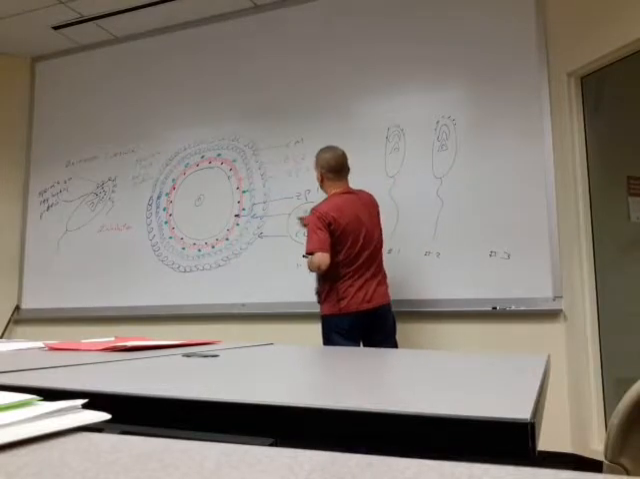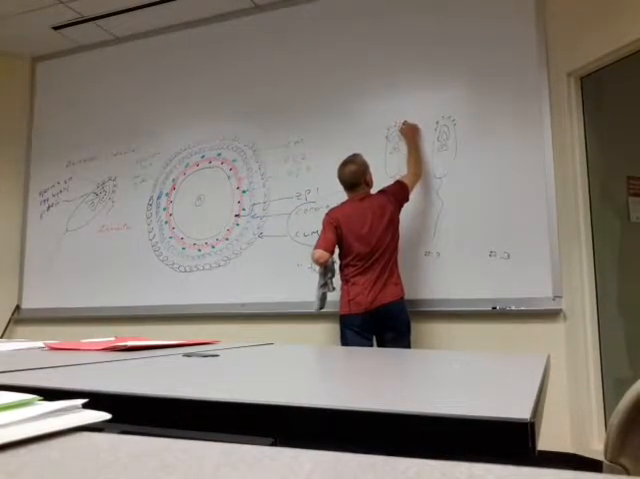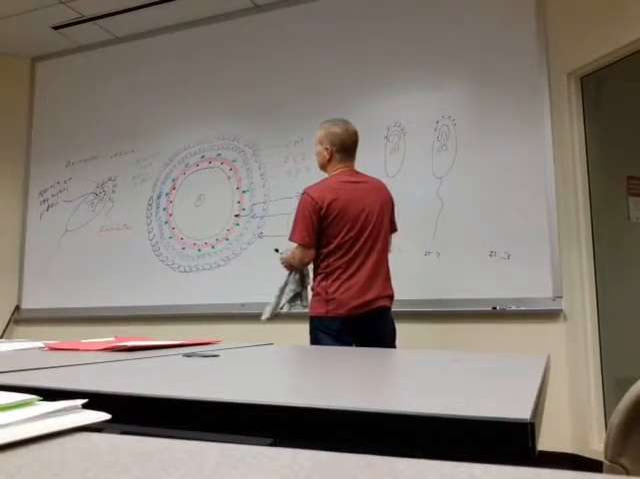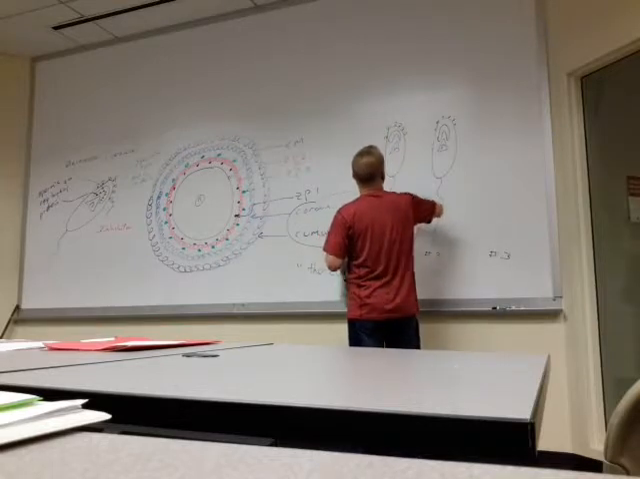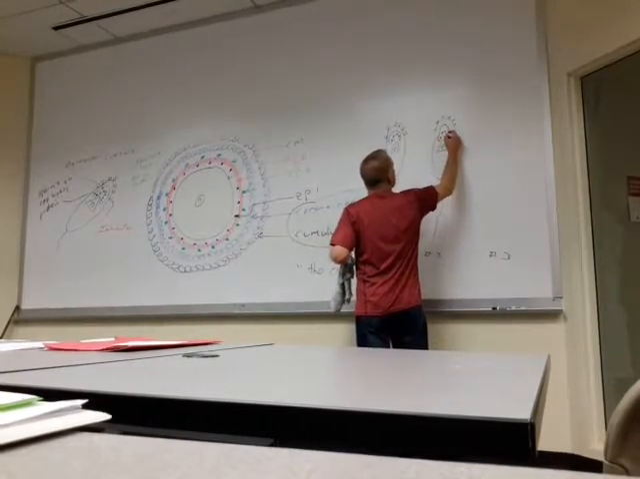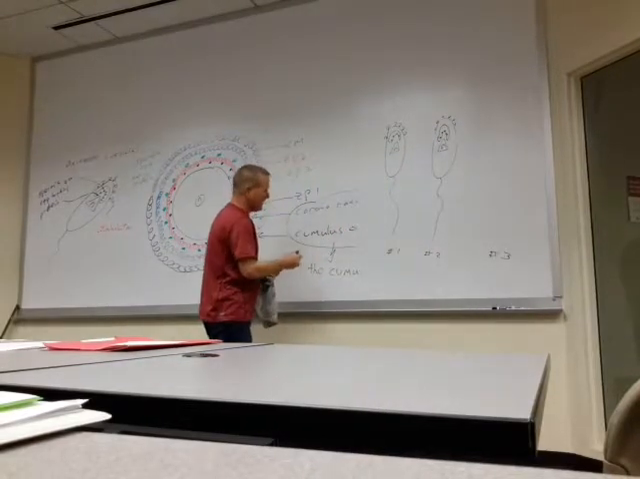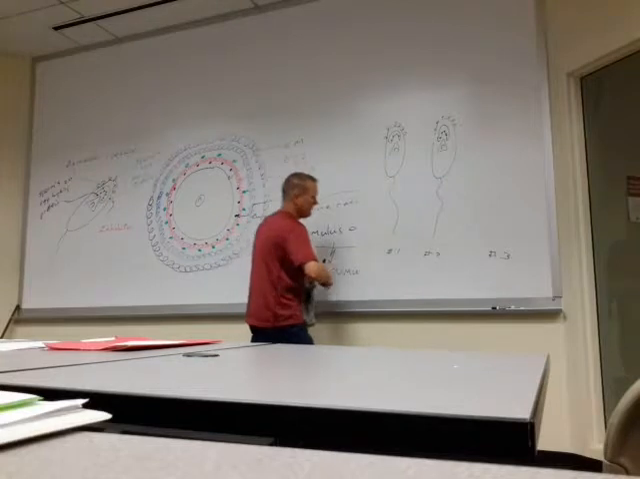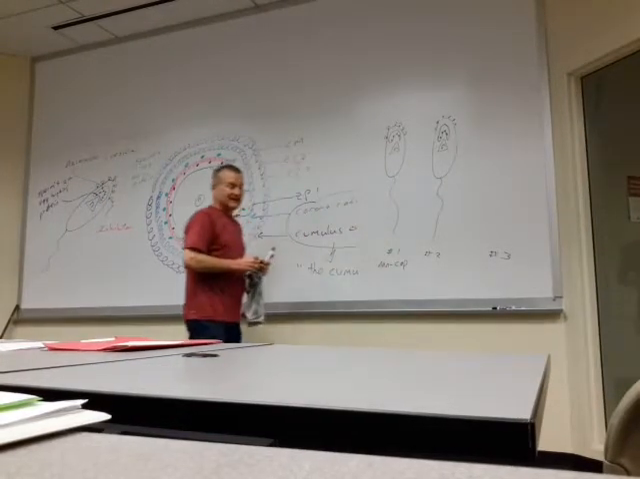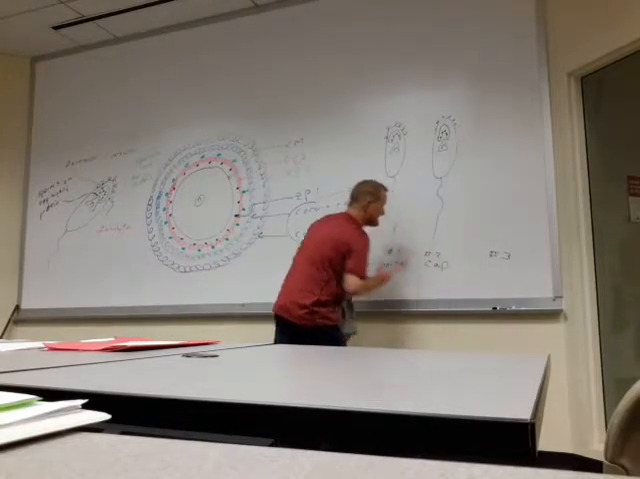So sperm number 1 looks just like the sperm on your left, just smaller and sloppy. So sperm number 1, again, just like the one on the left, is non-capacitated. Sperm number 2 is capacitated.